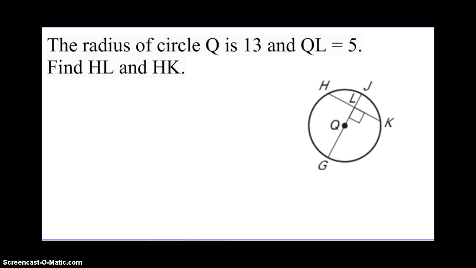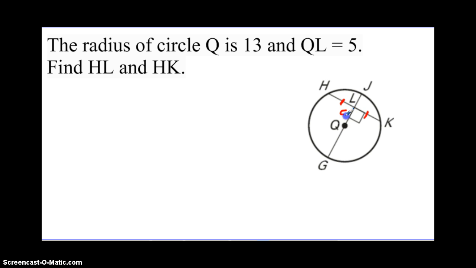Now this example is probably one of my favorite applications dealing with circles. We see in this figure that QJ is the radius and it is perpendicular to the chord, and we're told that the radius is 13 and QL is 5. And we want to find the length of HL and then HK. Well, you already know that when the radius is perpendicular to a chord, the chord is bisected. So if we find HL, we could easily find HK just by doubling it.